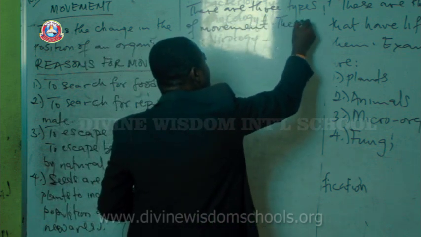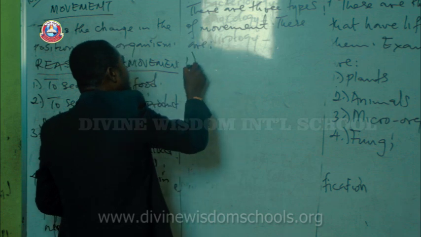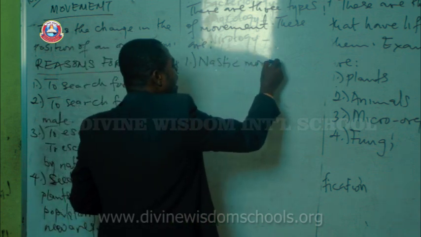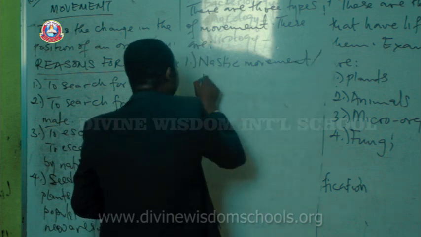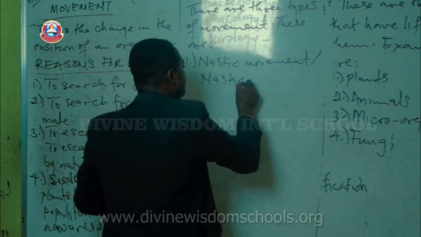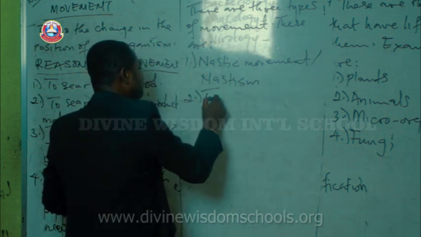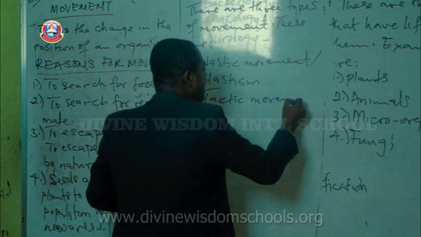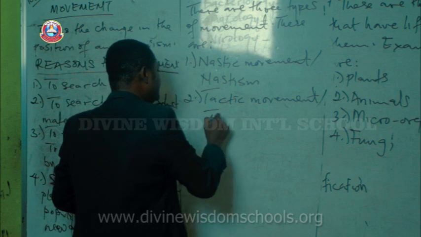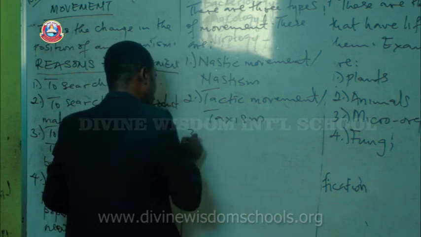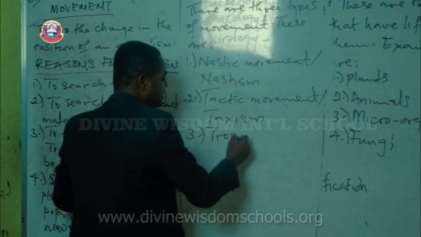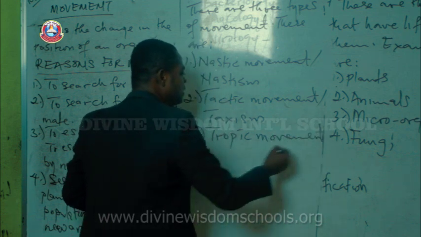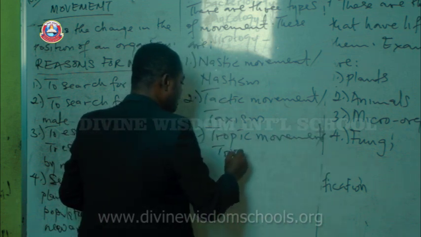Now, what are they? Number one, we have nastic movement. You either call it nastic movement or you call it nastism. Number two, you have tactic movements. You either call it tactic movement or you call it taxism. Then the third one is tropic movements. You either call it tropic movement or you call it tropism.